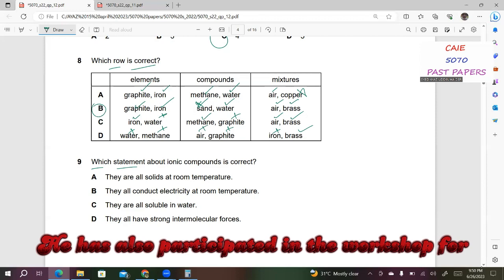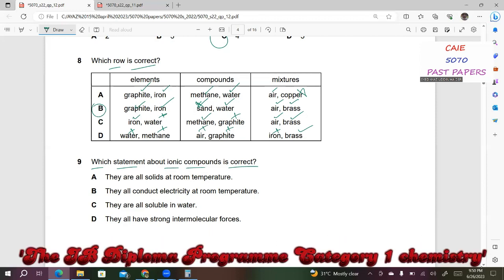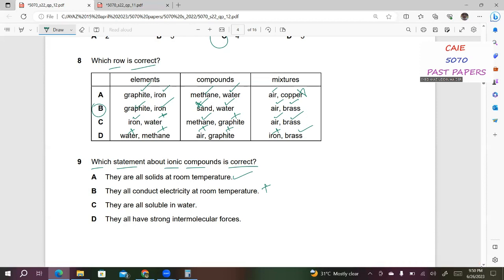9. Which statement about ionic compounds is correct? A, they are all solids at room temperature. This is the correct statement because all the ionic compounds exist in the solid state at room temperature and pressure. B, they all conduct electricity at room temperature. They do not conduct electricity at room temperature. We have to dissolve them in water or melt them.